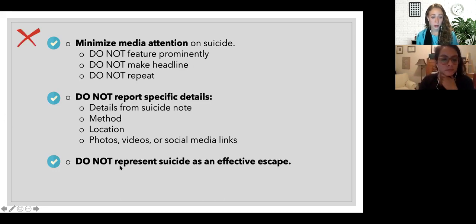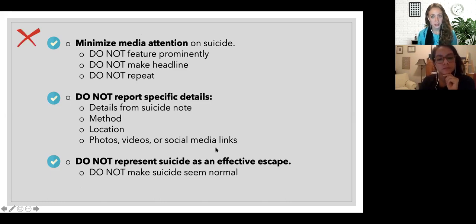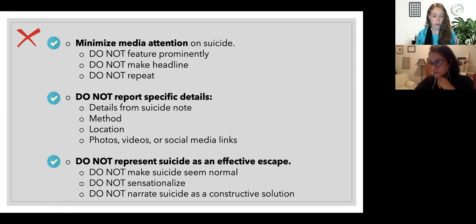Finally, we don't want to represent suicide as an effective escape from life or from problems. Do not make suicide seem normal. Do not sensationalize it or make it into a bigger deal. Do not narrate suicide as a constructive solution to problems. Again, all of that has to do with the crafting of the story and the slant and the kind of conversation that you are promoting across the entire country.